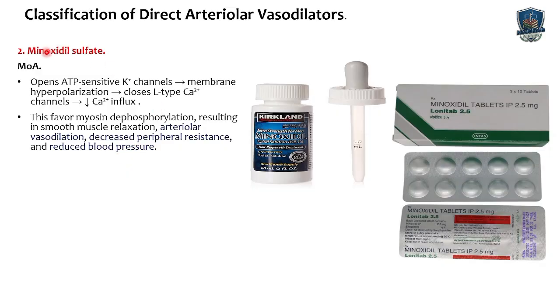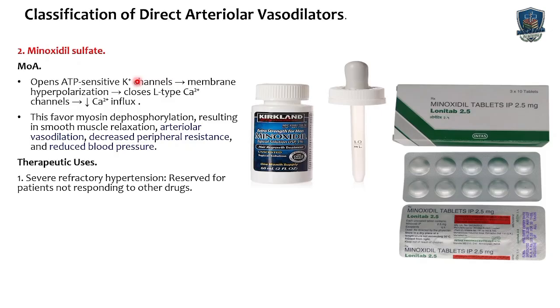Apart from being called a direct arterial vasodilator, minoxidil can also be called a potassium channel opener. That's something I have to remember. It works by targeting the ATP-sensitive potassium channels. It opens the potassium channels. So this drug can be used, number one, in severe refractory hypertension, reserved for patients not responding to other drugs. If clients are using other antihypertensives and not responding, we can decide to use minoxidil. Apart from that, this drug is very good for alopecia.